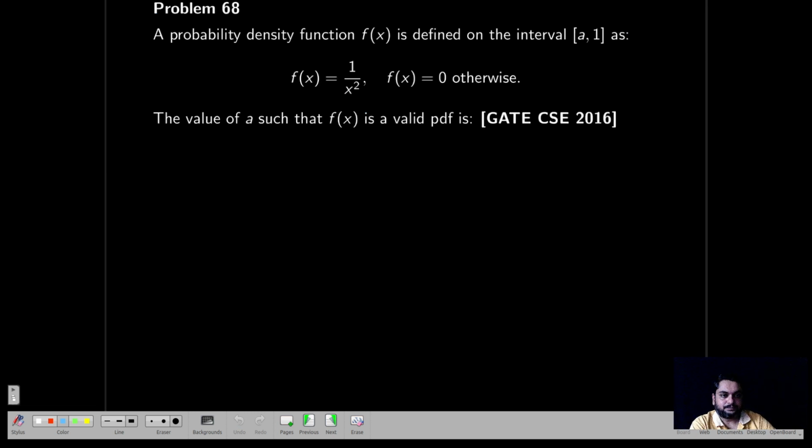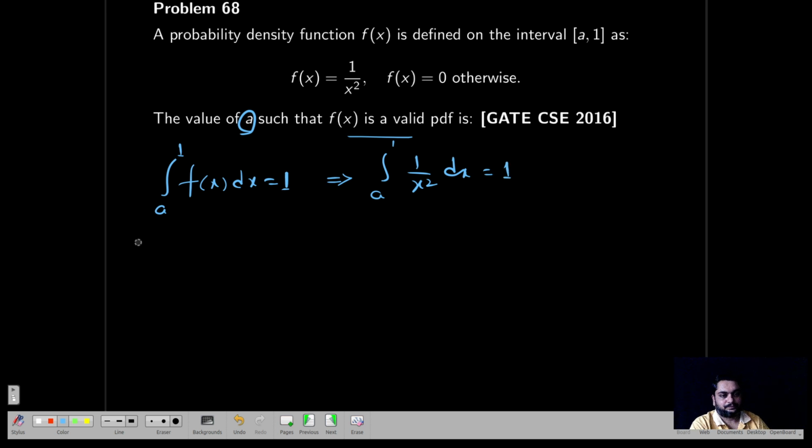Next. The probability density function f of x is defined on the interval a comma 1 as f of x equal to 1 by x square. Find the value of a such that f of x is a valid PDF. So the integral from a to 1 of f of x dx should be equal to 1. So the integration of a to 1 of 1 by x square dx should be equal to 1.